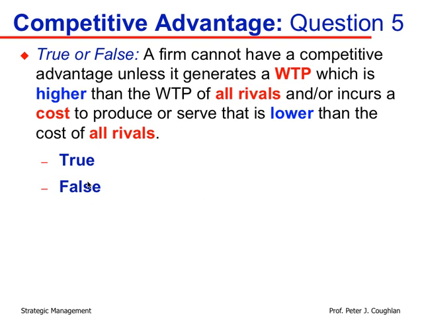So we go back to true or false. A firm cannot have a competitive advantage unless it generates a willingness to pay which is higher than the willingness to pay of all rivals, and/or incurs a cost to produce or serve that's lower than the cost of all rivals. Well, no, that's false. If they have a mixed advantage, what really matters is just that the gap between willingness to pay and cost is greater. It's not necessary to have a higher willingness to pay than all rivals or lower cost than all rivals. It simply requires that your gap between willingness to pay and cost be the greatest.